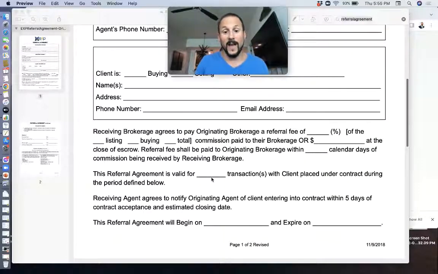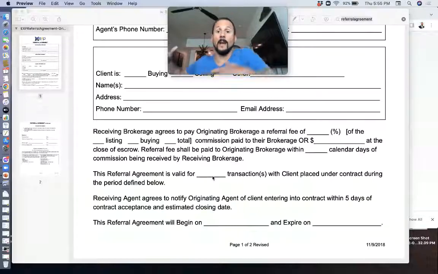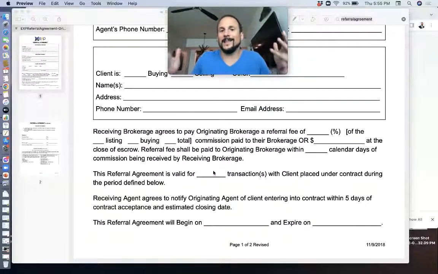This referral agreement is valid for how many transactions? So this is important. Is this just for this one particular transaction, or is it valid for multiple transactions after that, right? So maybe you give them a listing and the person still needs to buy a property or whatever the case may be. You decide. But if it's just for that transaction, just put for that one transaction, or you can put more there, just depending on the situation, right? So if it's just this one transaction, just put one. If you know that there's going to be multiple, then maybe you put 2 or 3, depending on what they're looking for, right?